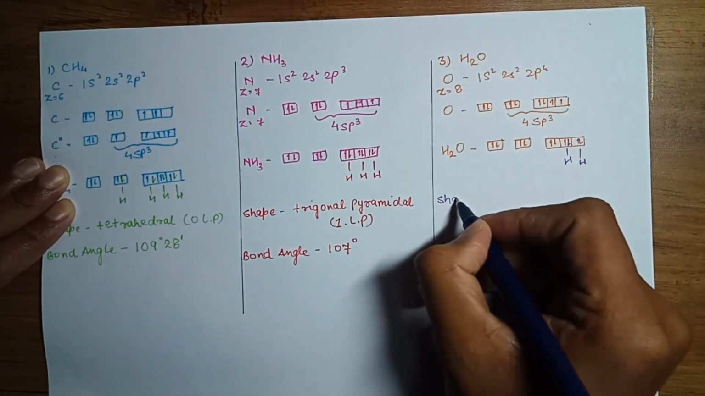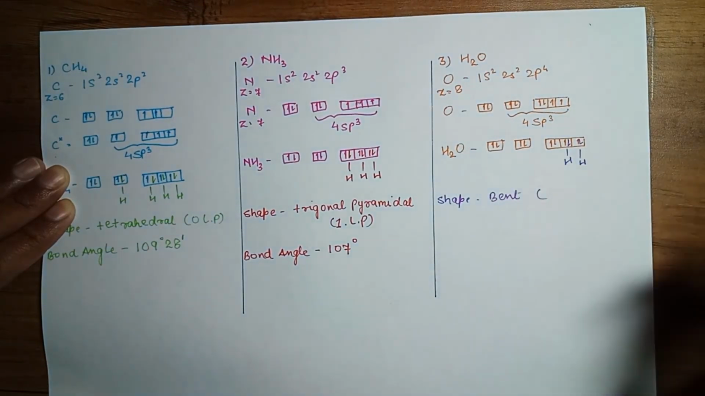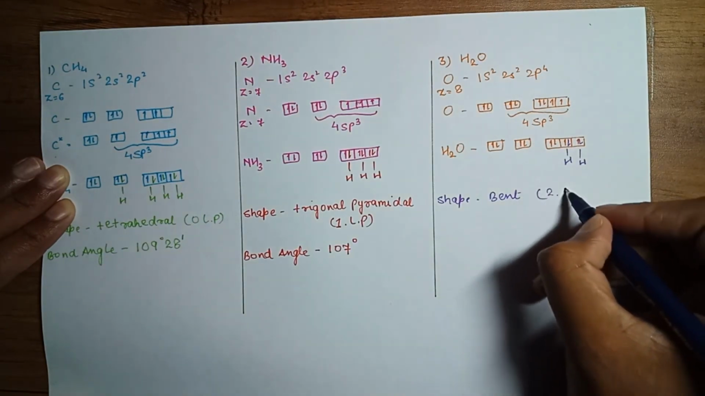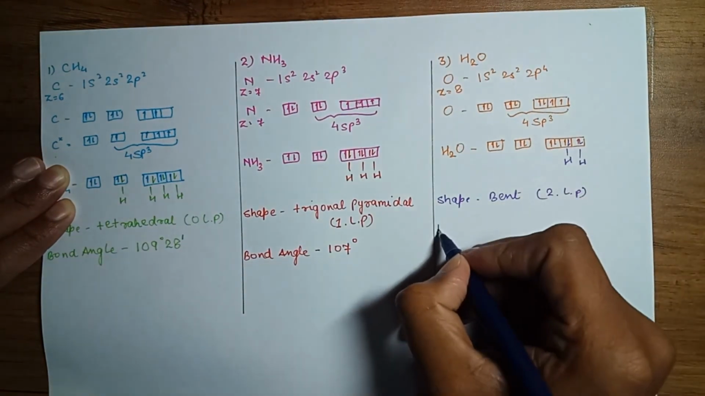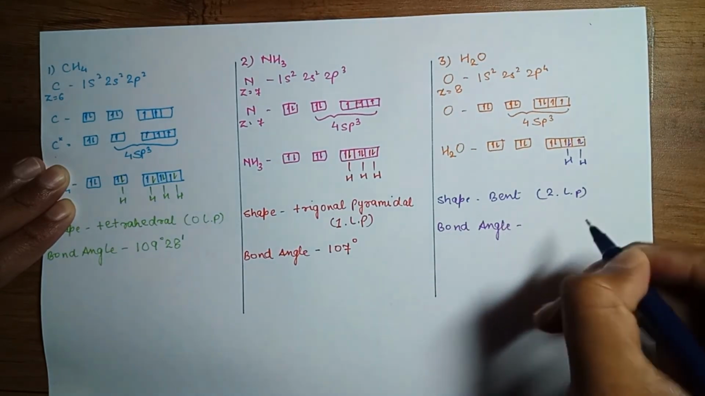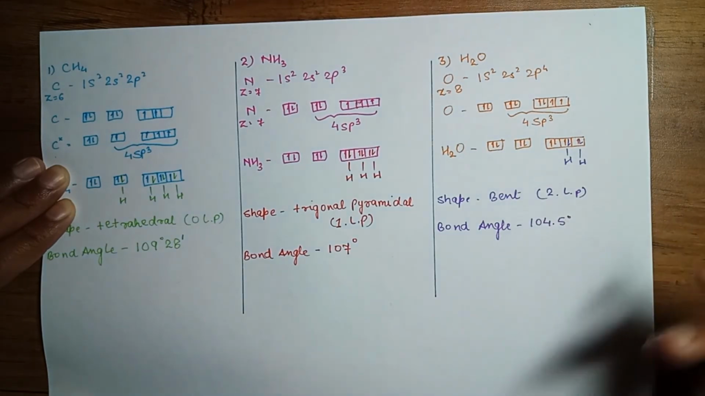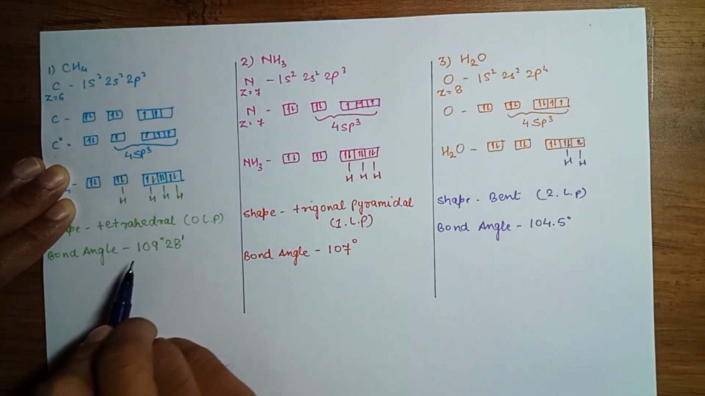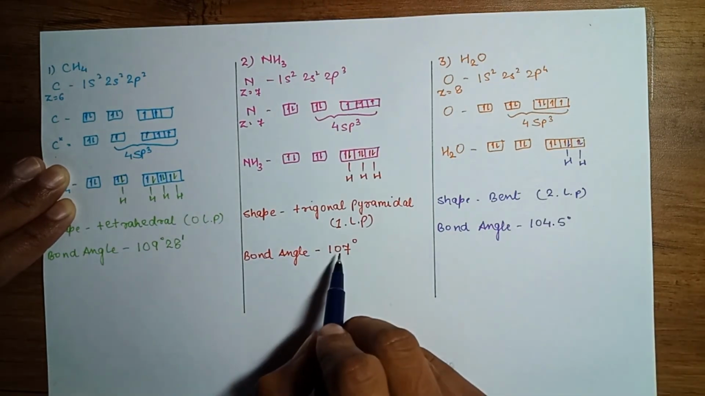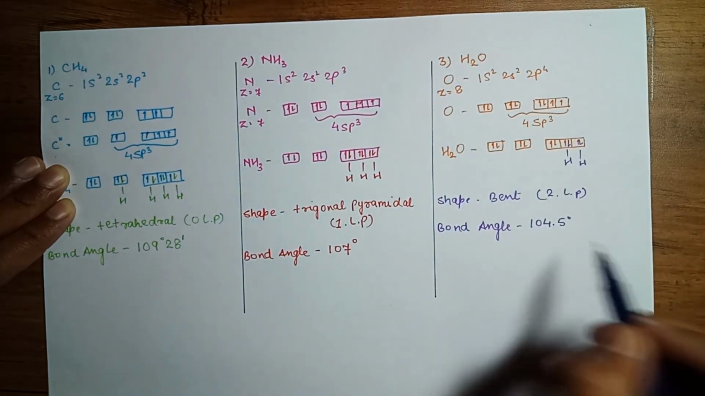Shape: it has a bent shape because it has two lone pairs of electrons. Bond angle will be 104.5 degrees. So it is less than the ordinary tetrahedral bond angle, and even less than 107 degrees. Why? Because here it has two lone pairs of electrons, and due to more repulsion, the bond angle has decreased.